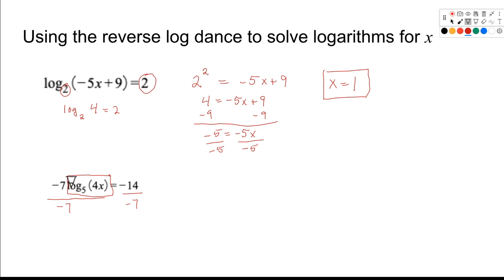Right? So this is 1 over here, and this is 2. So we get log base 5 of 4x equals 2. Now with the log dance, we're going to see this becomes relatively easy to solve. The base of a logarithm becomes the base of an exponential. The answer becomes the exponent, and the input becomes the answer. So that's that log dance.